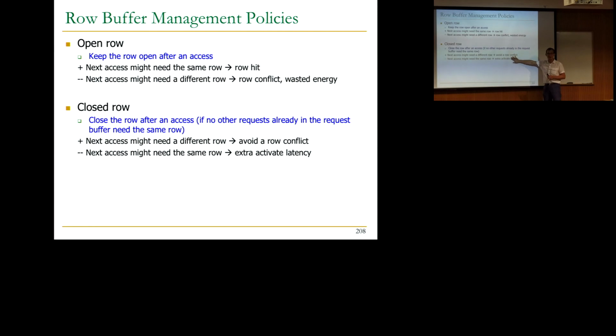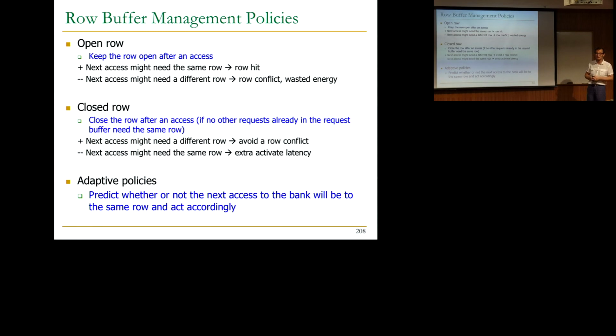You didn't wait until the next request came and requested that row, the other row. But if the next access needs the same row that you just closed, then you have a problem. You incur an extra activate latency. So again, adaptive policies are usually better. If your predictor is good, you can predict whether or not the next access to the bank will be to the same row and act accordingly, whether or not to close the row.